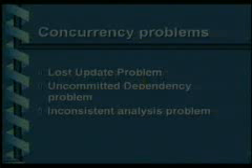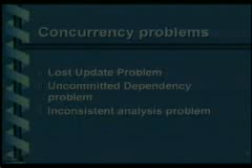What can be the problems of concurrency, or unwanted results? What kind of unwanted results may we acquire? Well, there are three basic types of problems which have been identified: the last update problem, the uncommitted dependency problem, and the inconsistent analysis problem.